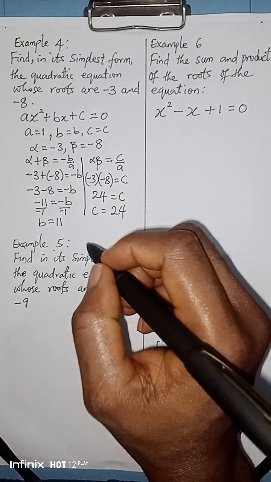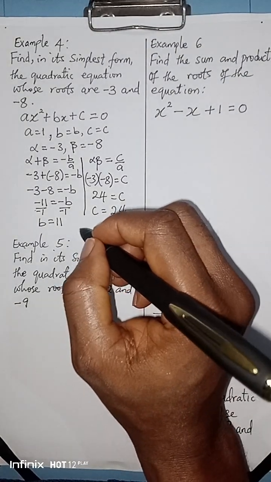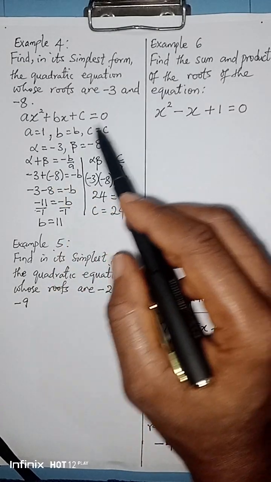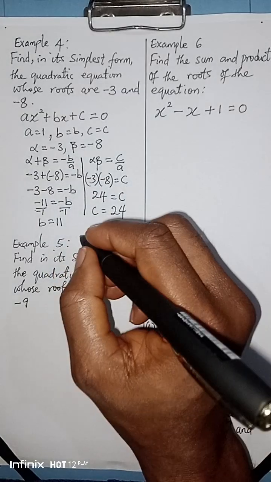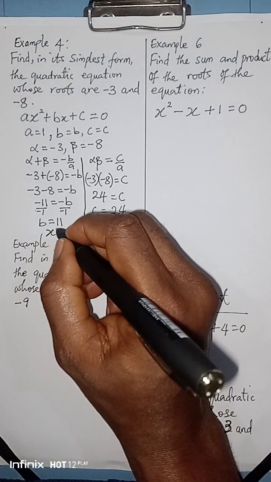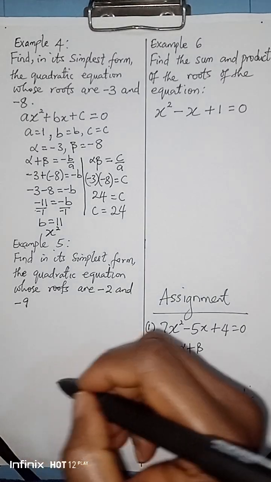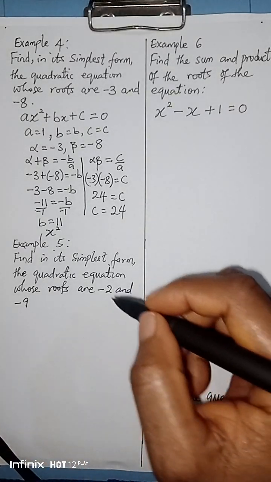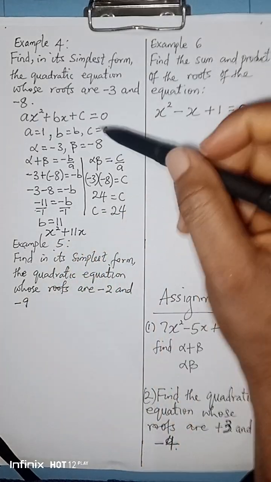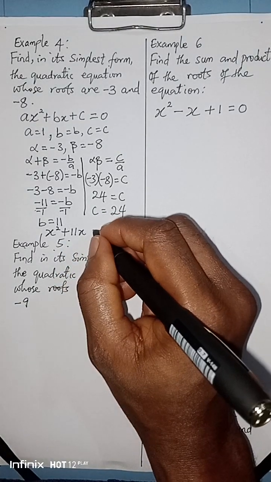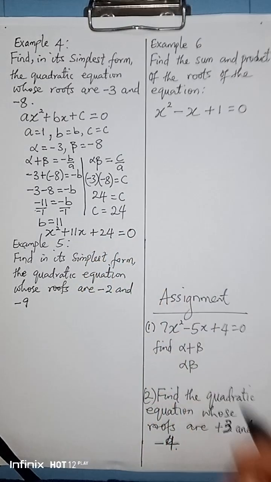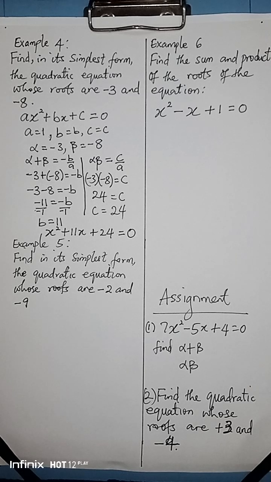So what will now be the equation? The equation is going to be ax squared plus bx plus c equals 0. So put their values in. A, we already know, is 1. So it's going to be x squared, then plus b. What is b? 11. So plus 11x. Then plus c. What is c? It's 24, equals 0. So that is the quadratic equation we're looking for.